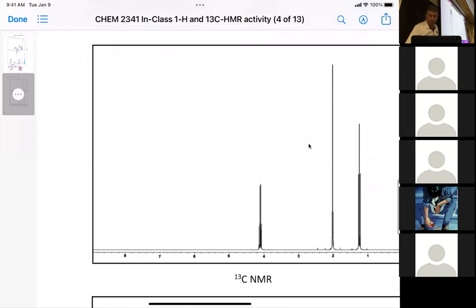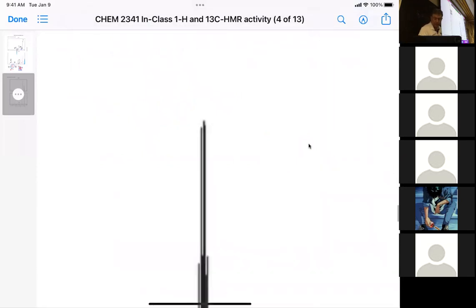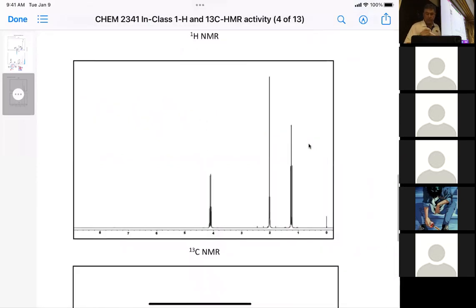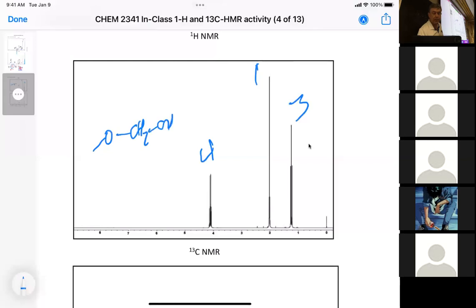All right, so let's look at this one right here. It looks like we got maybe a 4, a 3, and a 1. Okay, so wait a minute. We had one of those cool patterns that we always could see. It was 4 and 3, right? If you have an ethyl group, CH2, CH3, the CH2 is going to be split into 4, and the CH3 is going to be split into 3. So we might have an ethyl group in our system.